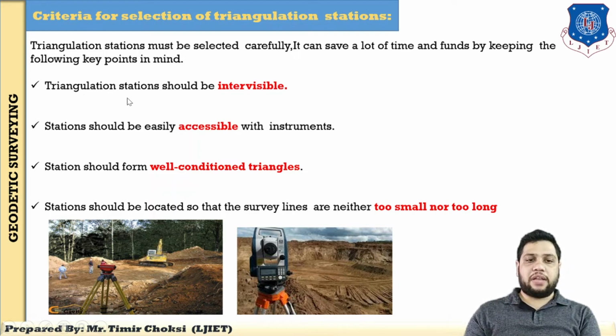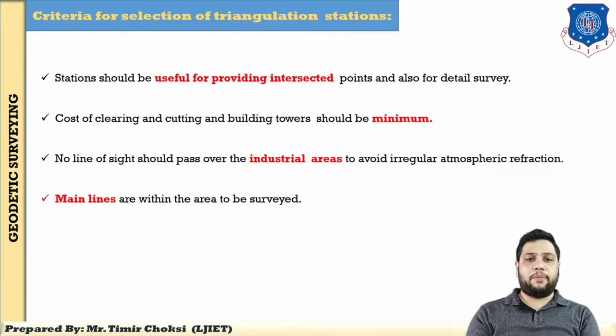The first criterion is that the triangulation stations should be intervisible. Stations should be easily accessible with the instrument, as clearly seen in the figure. Stations should form well-conditioned triangles. I have already explained in a previous session what a well-conditioned triangle is. Stations should be located so that the survey lines are neither too short nor too long, so use comparable lines. Next, the station should be useful for providing intersection points and also for detailed survey. Cost of clearing, cutting and building towers should be minimum.